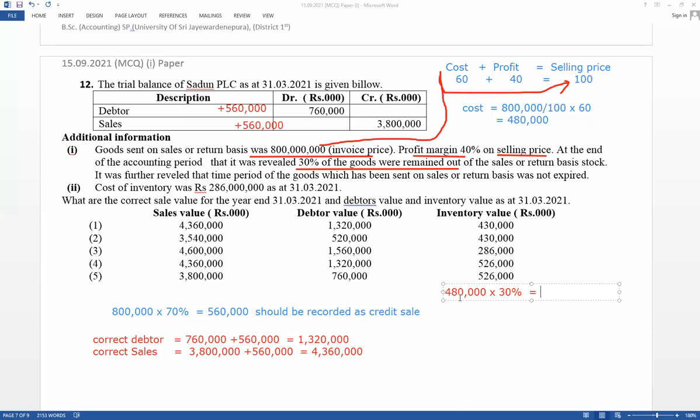Effect for inventory based on cost value. Therefore, 480,000 into 30% equals 144,000. That value also should be considered as our inventory. Therefore, correct inventory value equals inventory available as at 31st March 21, 286,000, plus 144,000. Think goods sent on sales or return basis. If it has not been sold, its cost value also should be considered as our inventory. Therefore, inventory value equals 430,000.